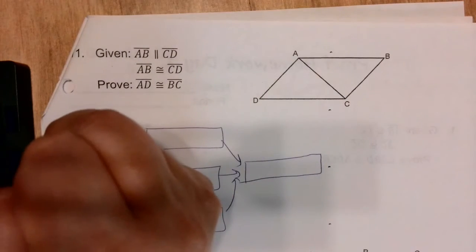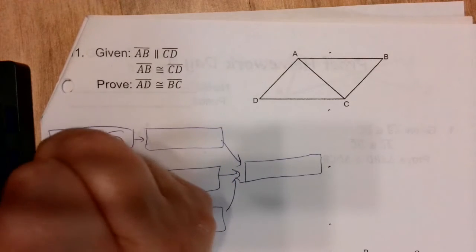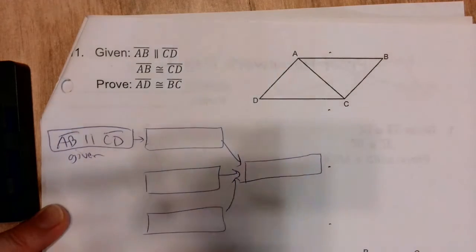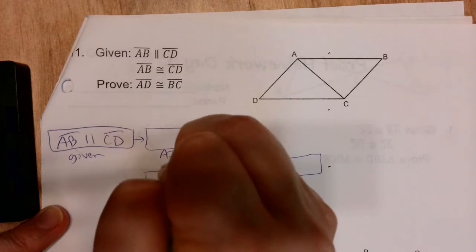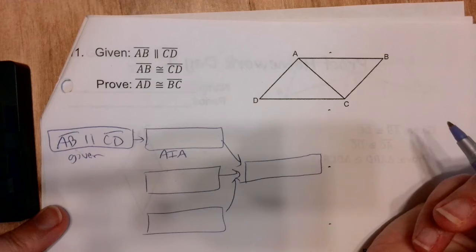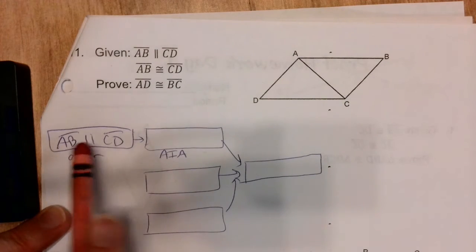And AB is parallel to CD is given. Always after parallel, AIA. Always. So let's figure out what angles go there.